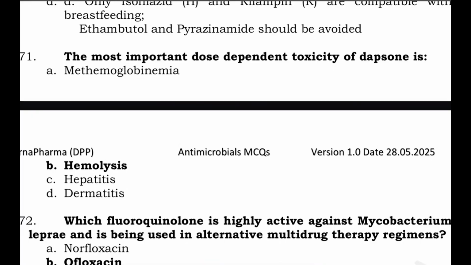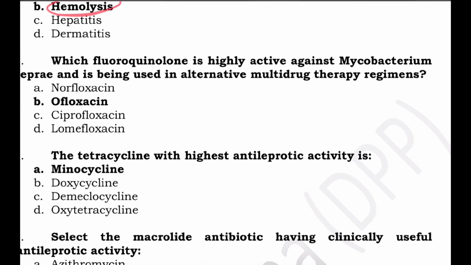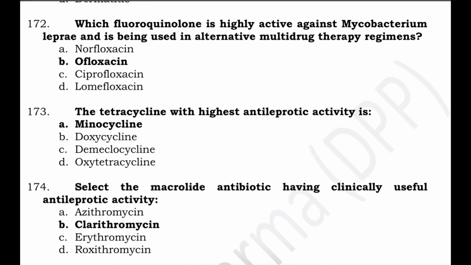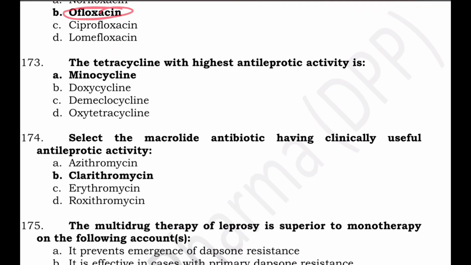Coming to the questions based on leprosy, the most important dose-dependent toxicity of dapsone is hemolysis. Mild hemolytic anemia is common, and it is a dose-related toxicity indicating the oxidizing property of the drug. Which fluoroquinolone is highly active against Mycobacterium leprae and is being used in alternative multi-drug therapy regimen? So the fluoroquinolone which is highly active is ofloxacin. Clinically, it is used to the largest extent.